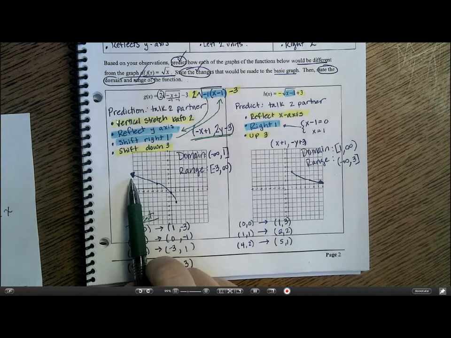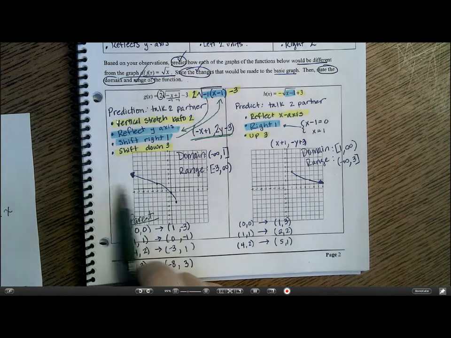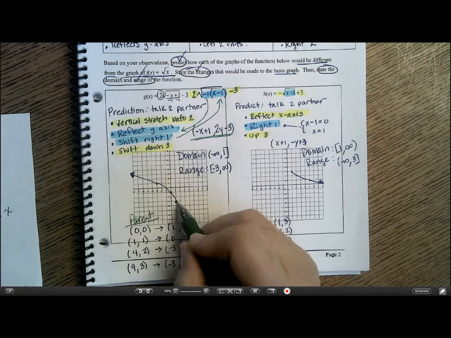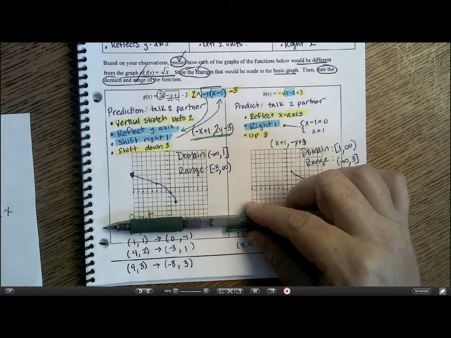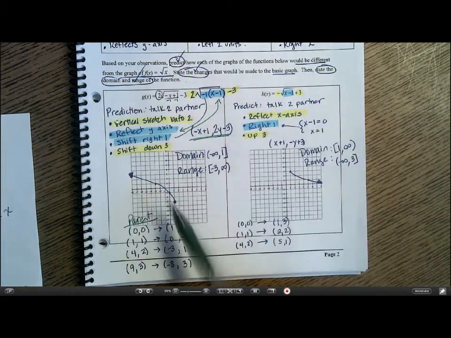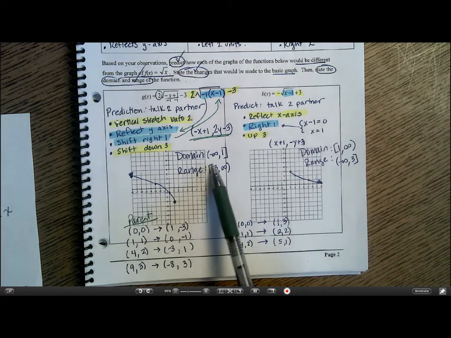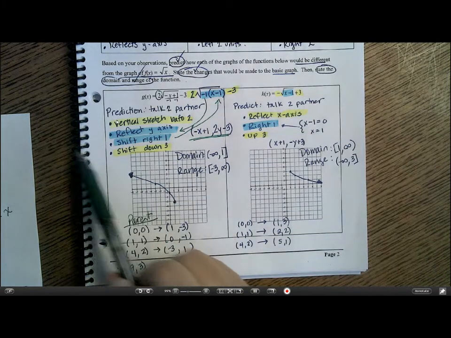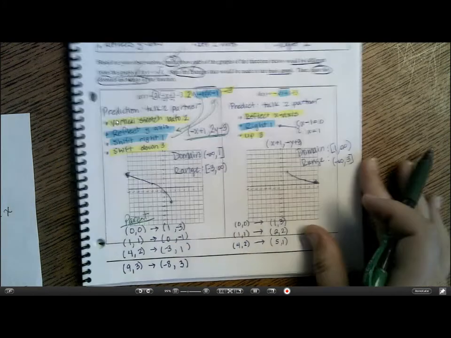Looking at the graph, the domain is -infinity, and you stop at 1. I am including 1 because this is a closed dot. The range is from the bottom up. -3 is the smallest y value. I include -3, which is why it's a bracket. And the y values go on up to infinity because this constantly is going up.